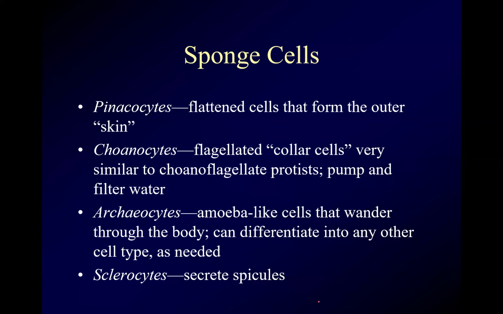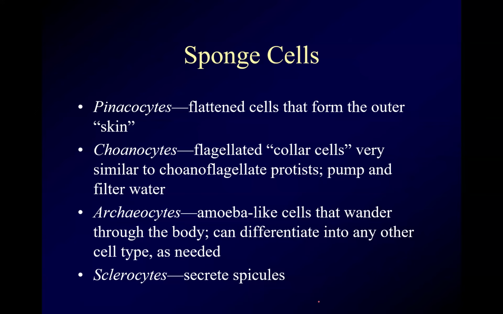Specialized cells called sclerocytes secrete the elements of a sponge skeleton. Not all sponges have this, but many of them have skeletons made up of nearly microscopic little bits of either silica or calcium carbonate that can look like little needles or little stars, and can take quite a large number of shapes. All of those little sharp bits of silica or calcium carbonate are collectively called spicules.